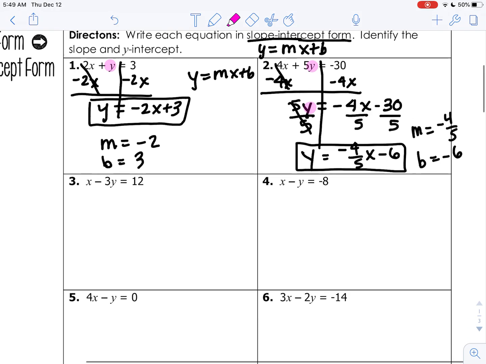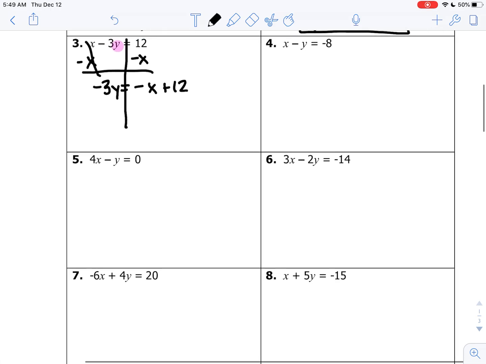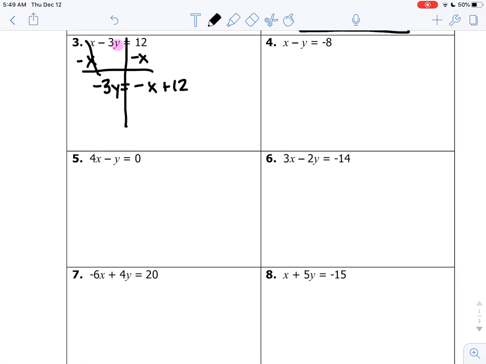Okay, so if we look at number 3, I'm trying to get y alone here. So the first step always is move x over. So I'm going to subtract x because that's a positive x. So I'm going to subtract x from both sides. And I have negative 3y equals, I'm going to put the x term first, so negative x, and I'm going to put the b term at the end, so positive 12. And then I'm going to divide by negative 3. That's my last step because I need y alone. So I'm going to divide by negative 3 to every piece.